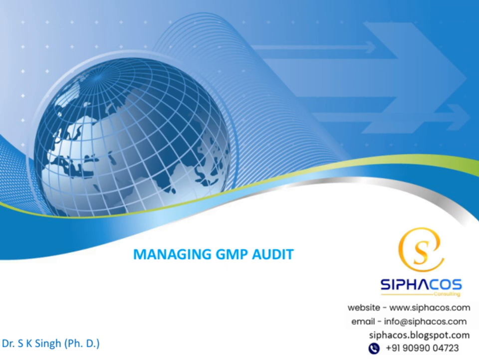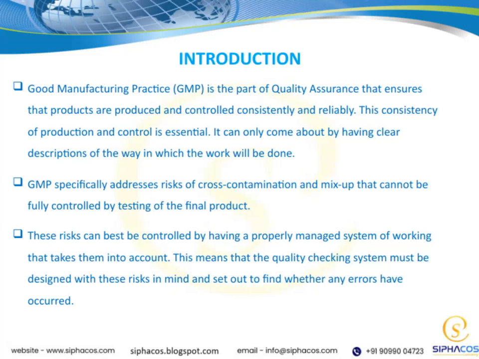Let's get started. Good manufacturing practice, or GMP, is a crucial part of quality assurance. It's essentially the system that makes sure our products are made and controlled in a consistent and reliable way. This consistency is vital because it helps us maintain high quality and safety standards. And of course, this can only happen if we have clear, detailed instructions for how everything should be done.